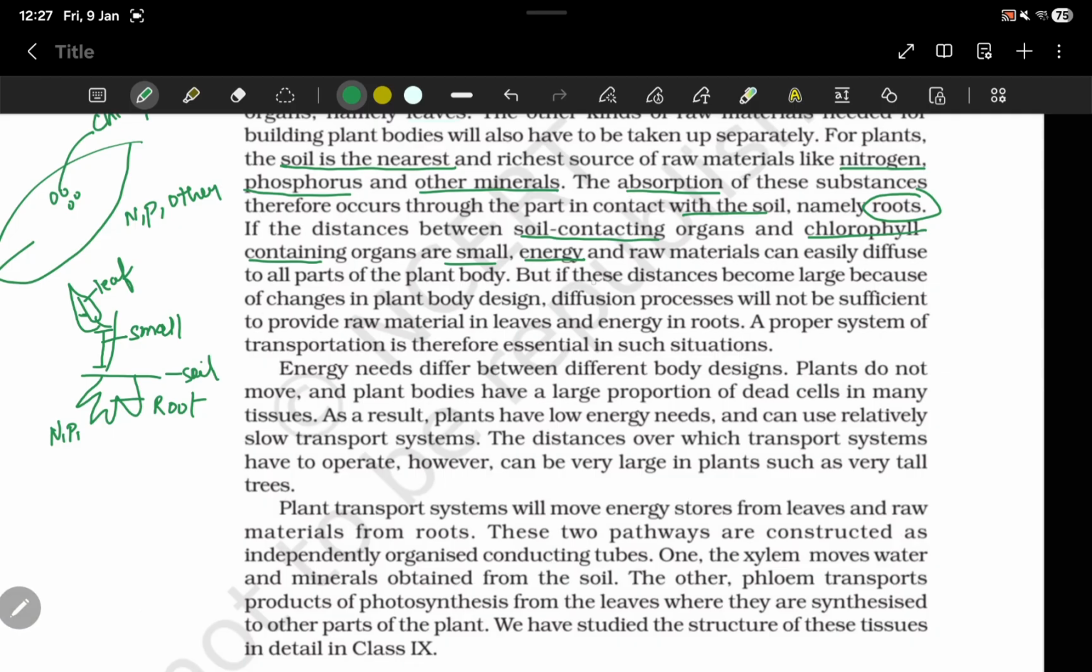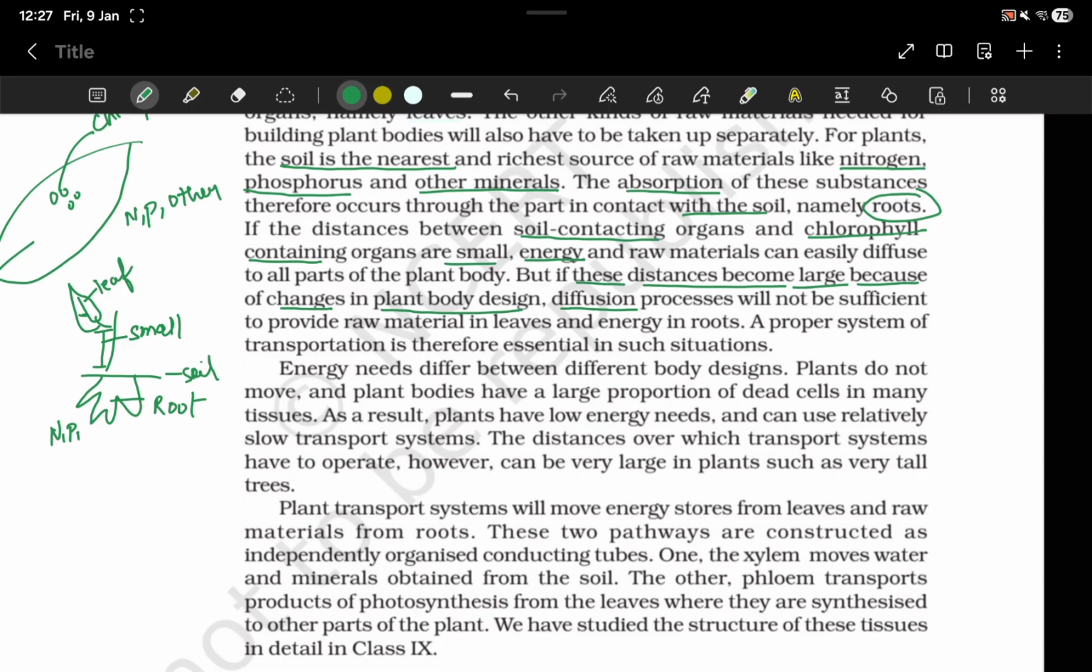But if these distances become large, for example in the case of large trees, the distances become large because of the changes in the plant body, because some plants are tall, so the diffusion process will not be sufficient. Now what is diffusion? Diffusion is a process of movement of a substance from a high concentration region to a low concentration region. Okay, so this is basically based on the concentration gradient. If the distance is short, this can happen, but if these distances become large, the diffusion process will not be sufficient.